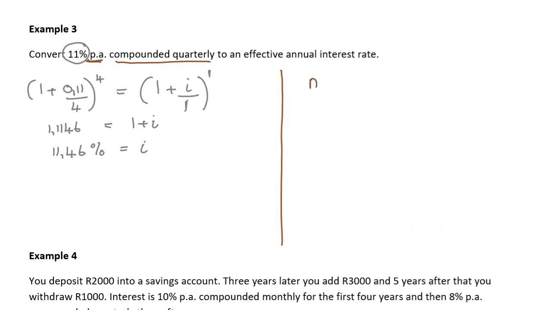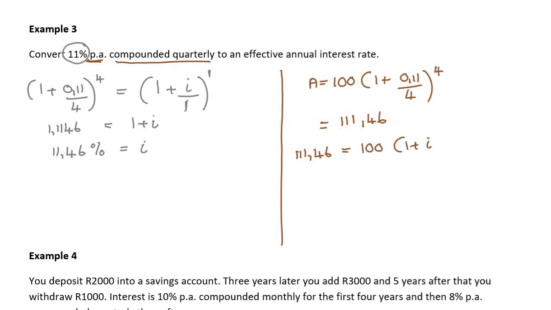The other version would be to say, if I put in 100 Rand and I got interest at 11% divided into 4 parts for 1 year, so that's 4 quarters, how much money would I get? And I would get 111 Rand and 46 cents. So how do I take 111 Rand and 46 cents, and get that from 100 Rand if I was getting interest for 1 year?